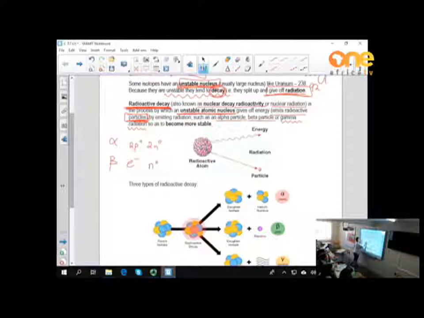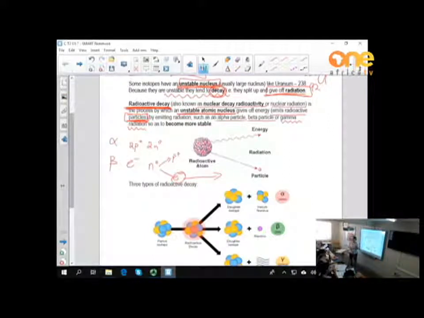A neutron forms a proton and an electron, and it's that electron that is shot out. Okay, that's what a beta particle is. Now, gamma radiation is not a particle. When a nucleus that is unstable shoots out a particle, there's a hole left. So the other protons and neutrons try and reorder themselves to fill that hole. They move closer together again. When this happens, a burst of gamma radiation is given off.